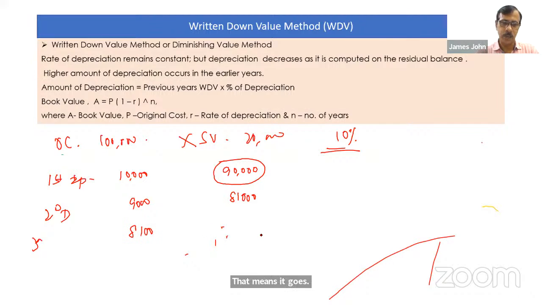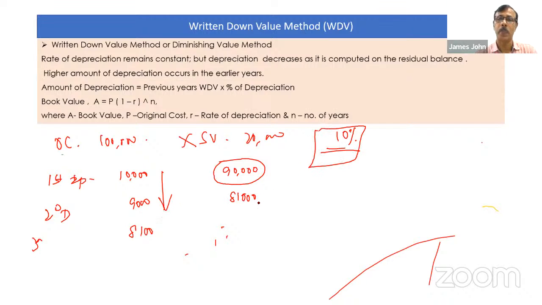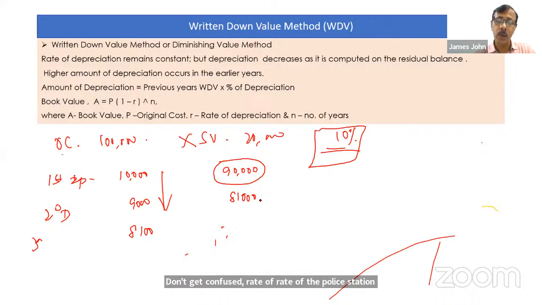This is the difference. So remember, here in written down value method, the depreciation amount is decreasing. But look, the rate of depreciation is the same. It is not changing. Don't get confused. Rate of depreciation is 10%, but this 10% is calculated on the reduced amount.